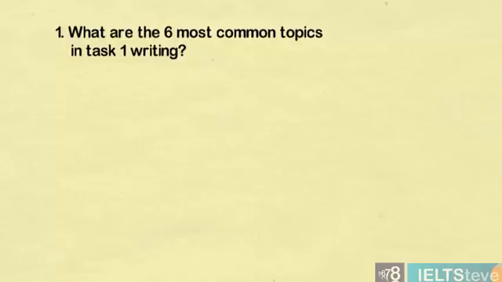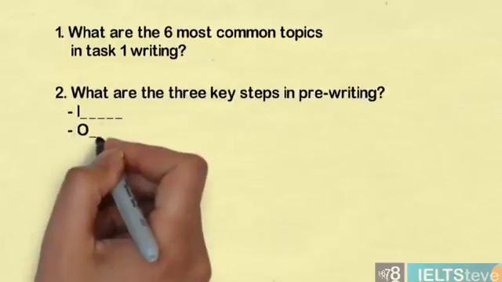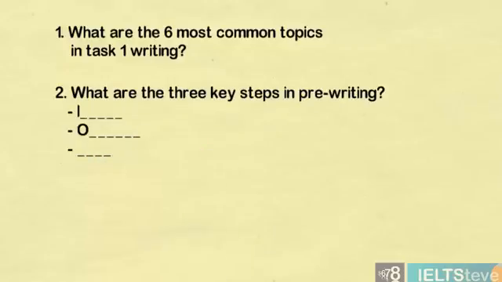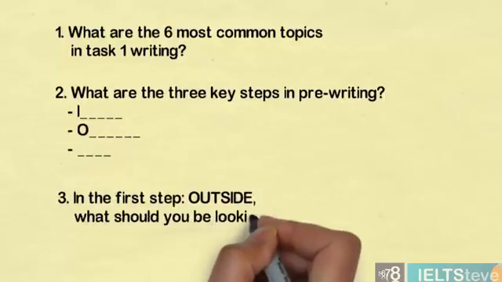So let's start with the first question. What are the 6 most common tasks in Task 1 writing? By the way, lots of these answers will come up in the following questions, so just think about that. And if you're not sure, the answers partly will come up in the following questions. So what are the 3 key steps in pre-writing? I've just got the first letter there for you. You try and guess, or hopefully remember and not guess, what the 3 steps are, what you should be doing.